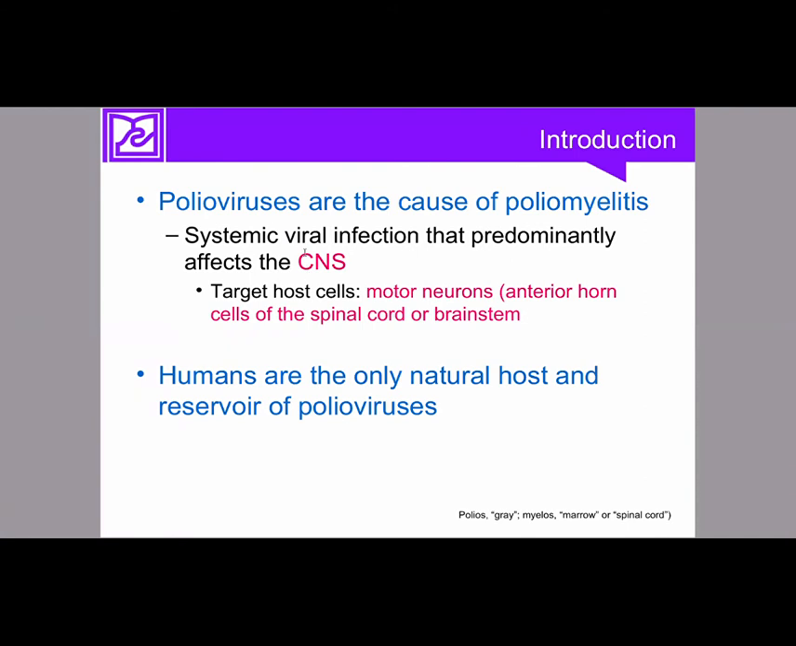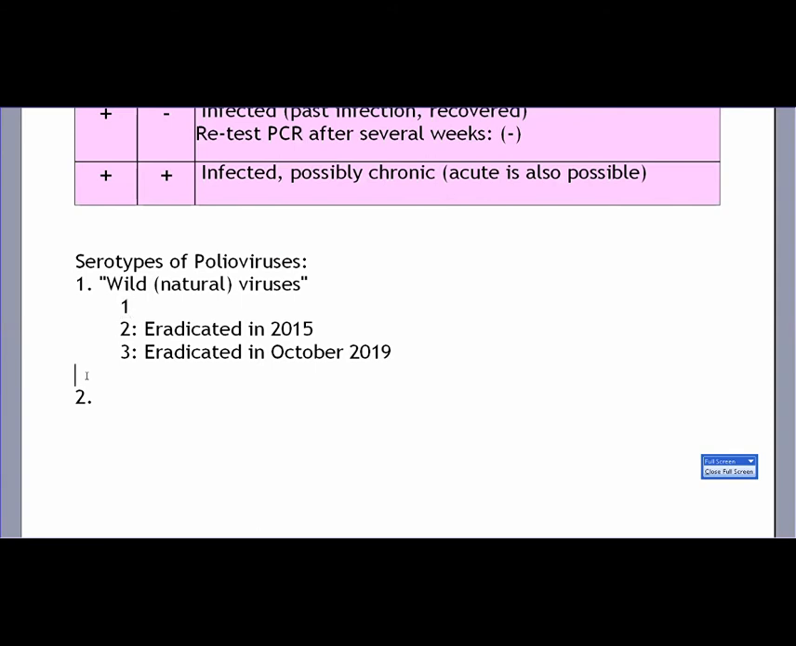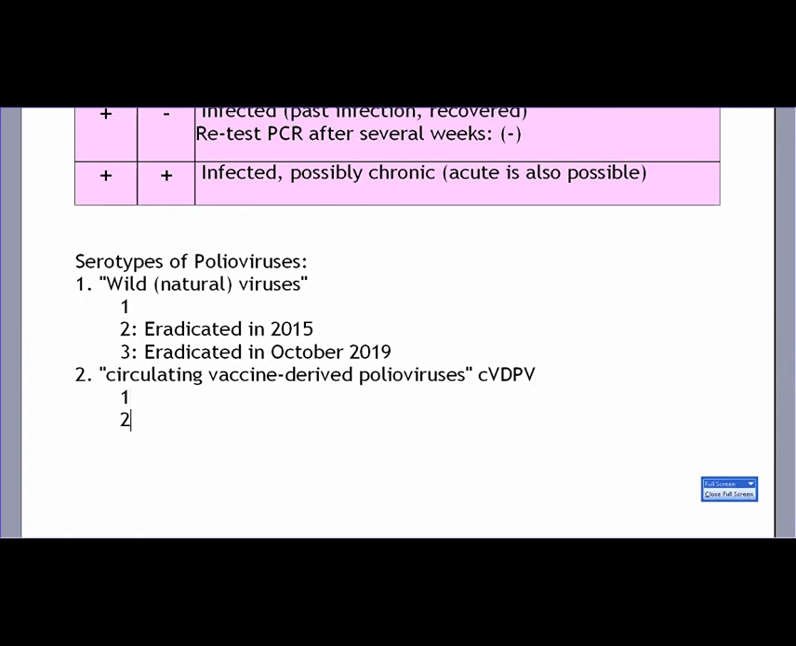However, polioviruses, serotypes, I told you that we have 2 types. So we have another type, another group of serotypes that are also found in the world. These are called, I write the word and I explain you later. These are called circulating vaccine-derived polioviruses. So circulating vaccine-derived polioviruses. We have also 3 serotypes, serotype 1, serotype 2, and serotype 3.